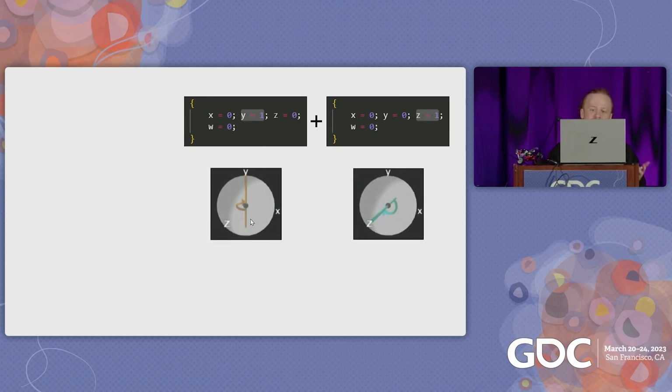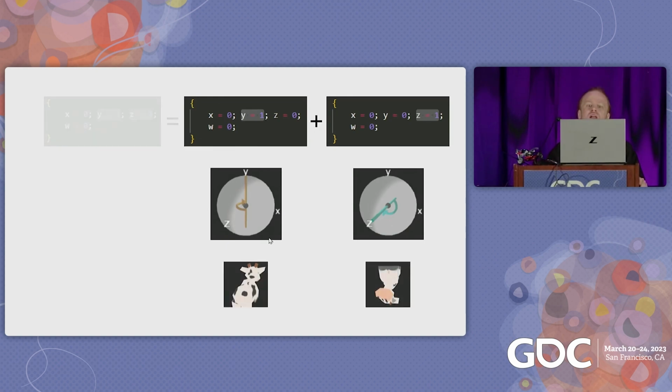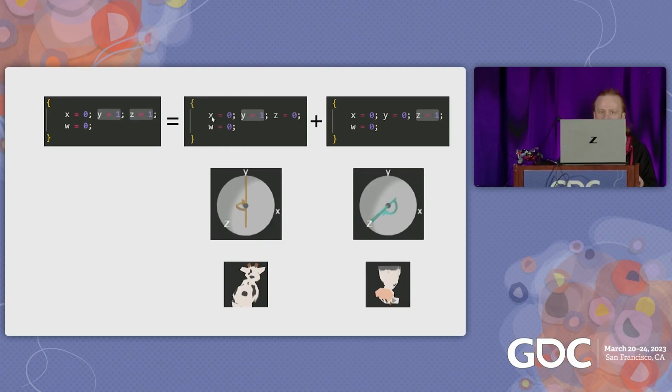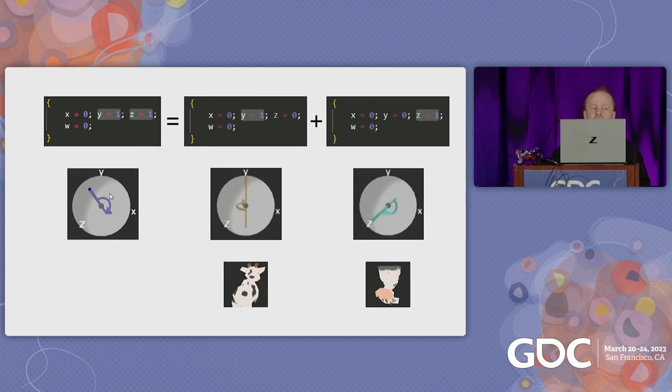This is the y-axis 180-degree quaternion. This is the z-axis 180 quaternion. This is what they do to the cows. And we can add these together, and x plus x gives you x, and y plus y gives you y. And we get this quaternion. It's got a y part and a z part. And it turns out that this quaternion is still a 180-degree rotation, but it's a 180-degree rotation around the line that is directly in between the y-axis and the z-axis.